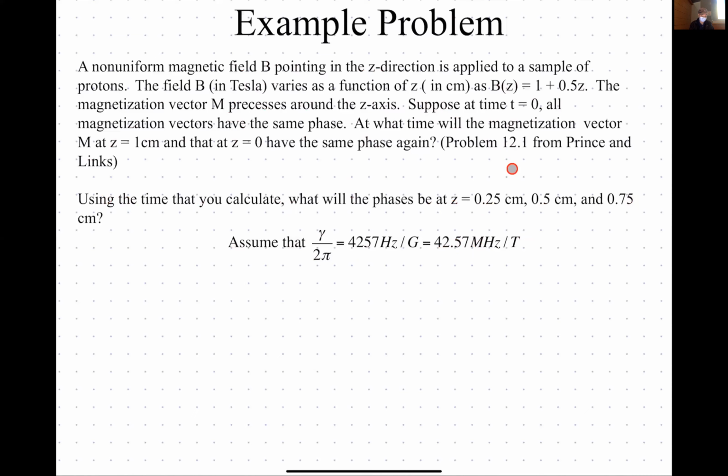So essentially the problem is this. We'll just draw the z in this direction here. So at 0 and at 1 centimeter, right? We want to look at the spins. So basically, at time equals 0, they're aligned. Okay. But we're in the presence of this B field, right?